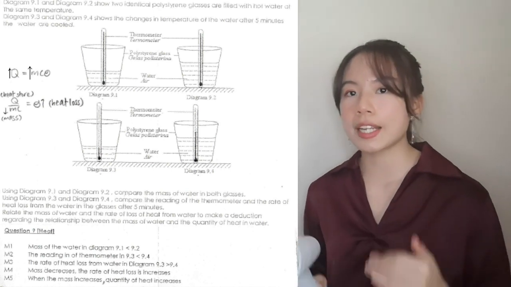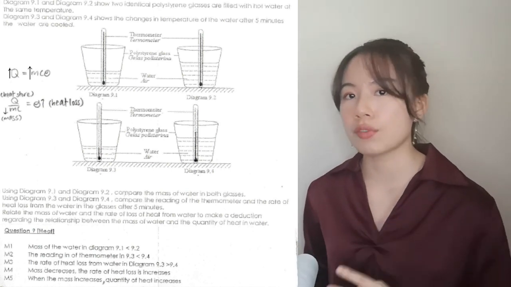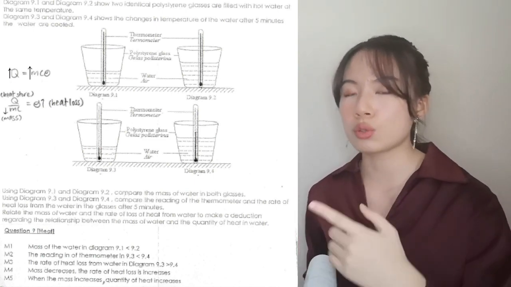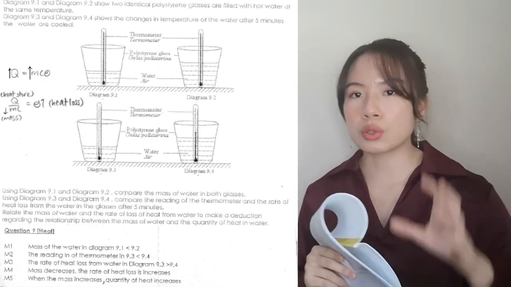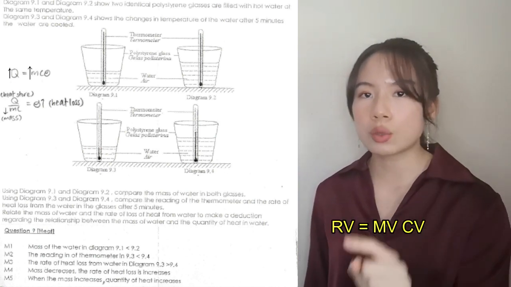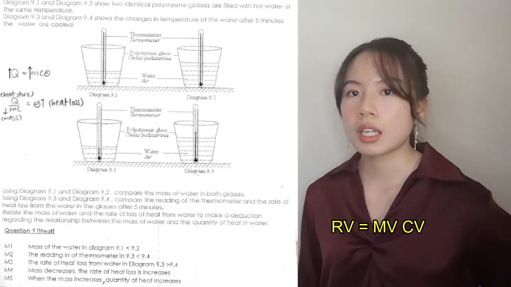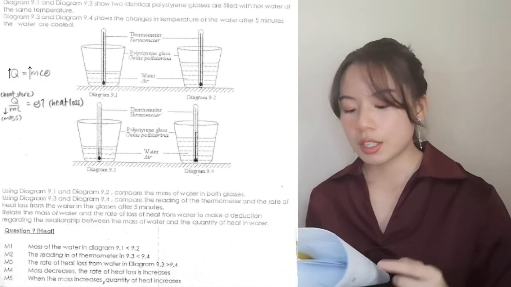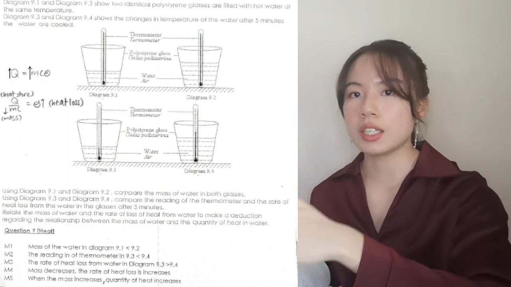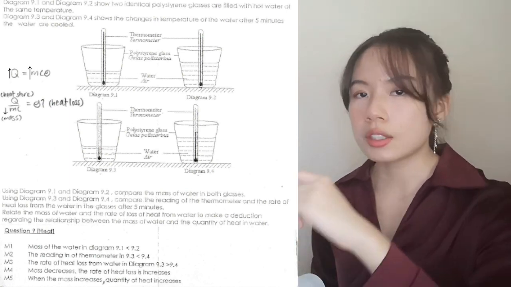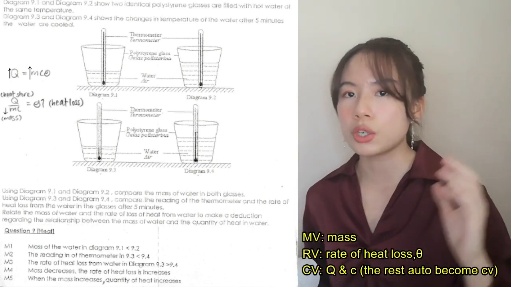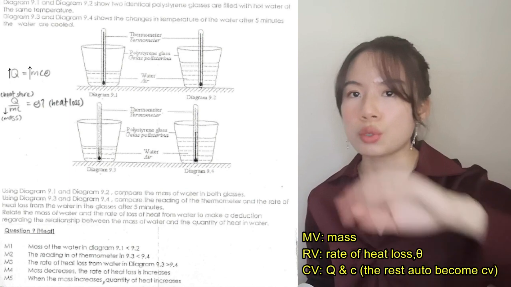Okay, so first thing, identify the variables: MV, RV and CV. I know this is not paper 3, but this is one of the ways to use this tactic. So you put them into MV and CV on one side equals RV on the other side. Let's see the question relating mass of water with the rate of loss of heat. Rate of loss of heat is temperature change, which is theta. Now the MV is mass, the theta is the RV. So you arrange them into MV CV equals RV.